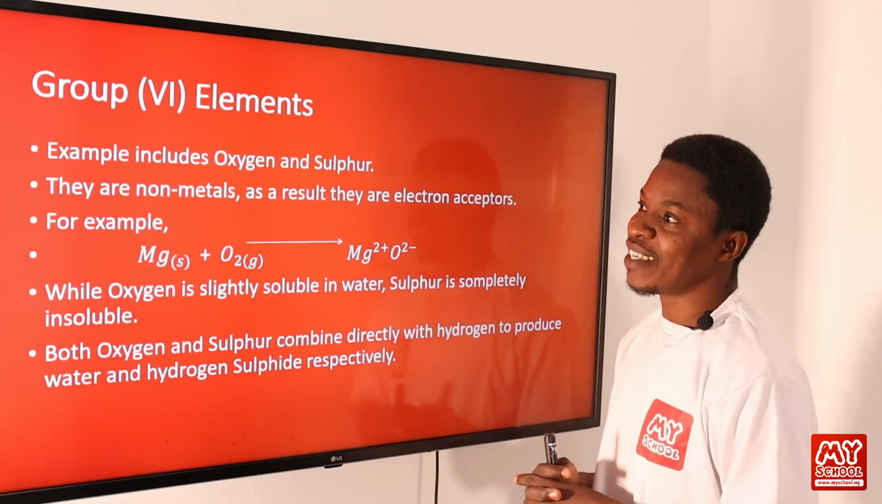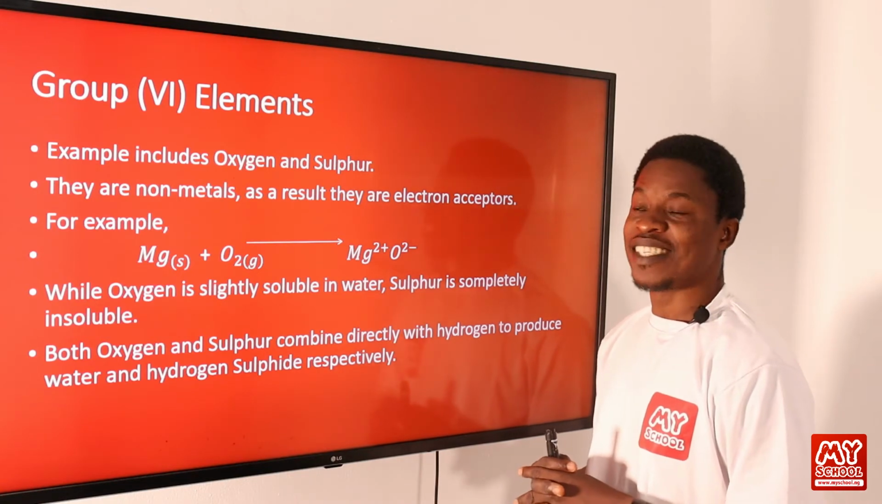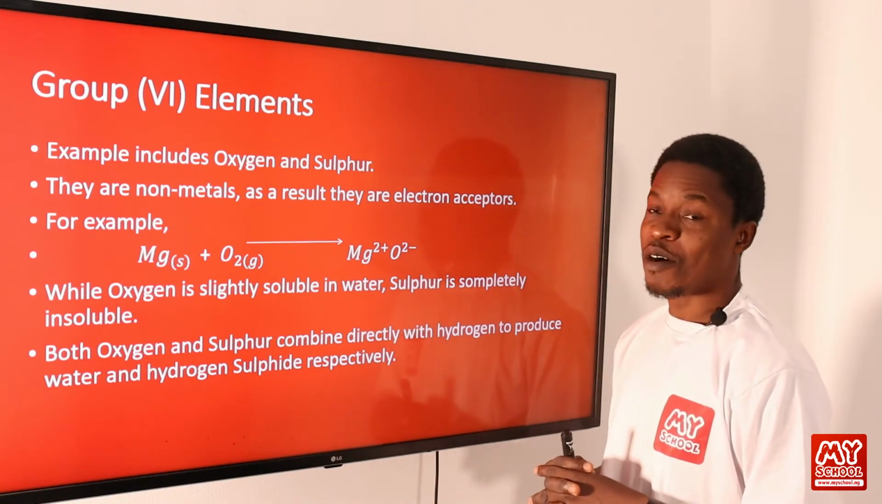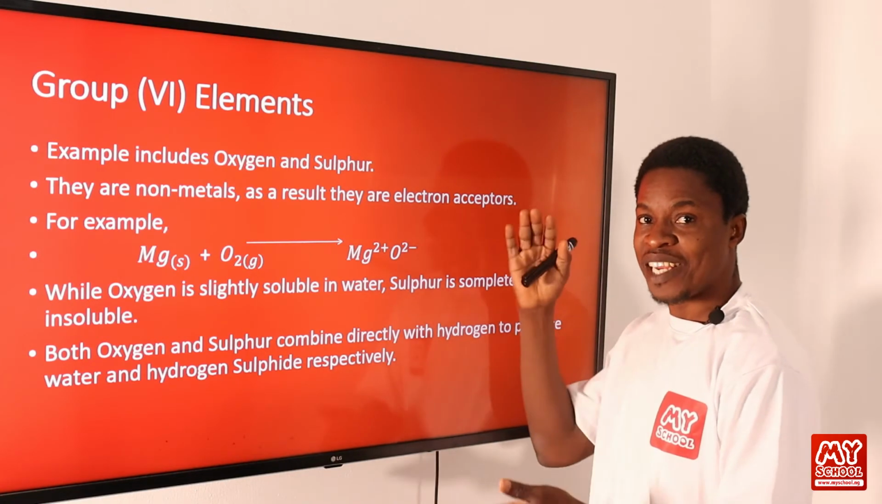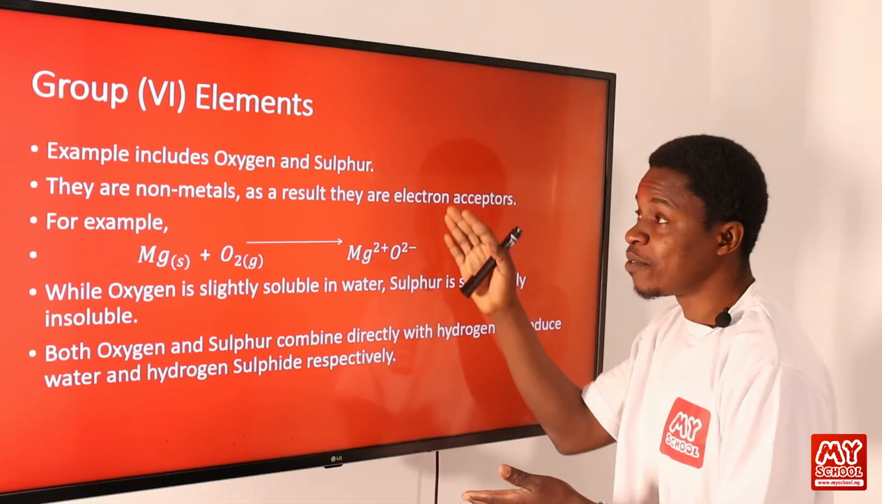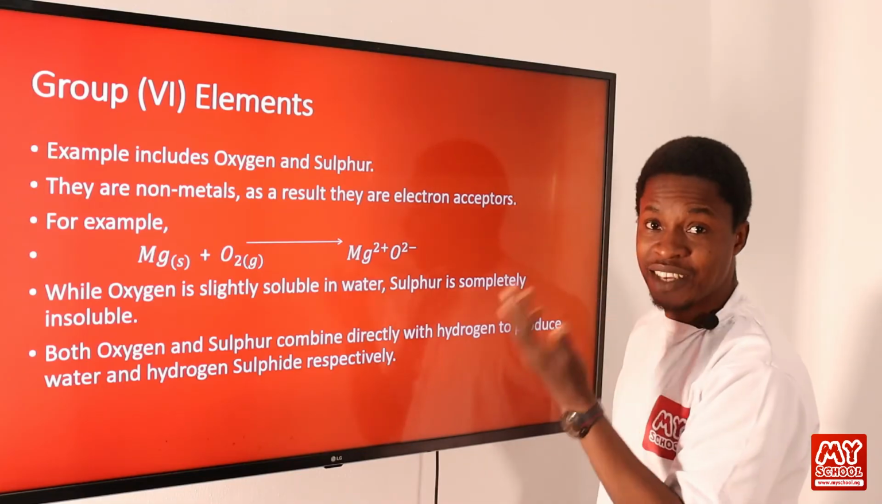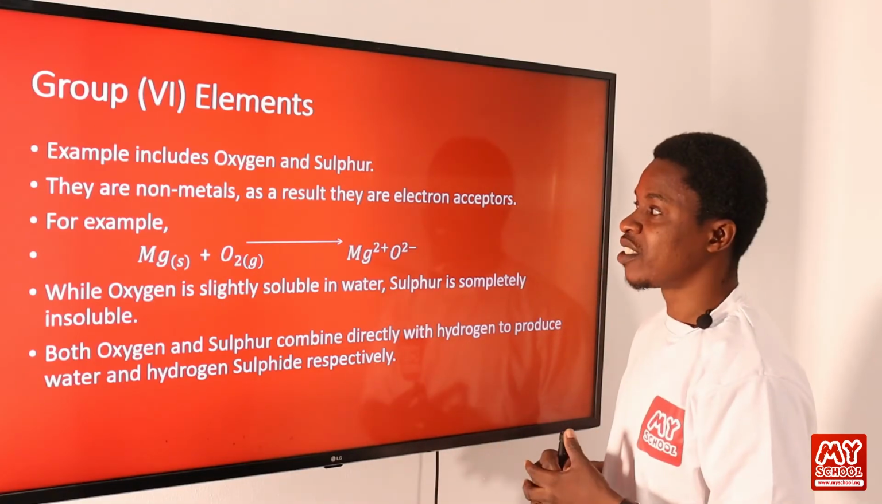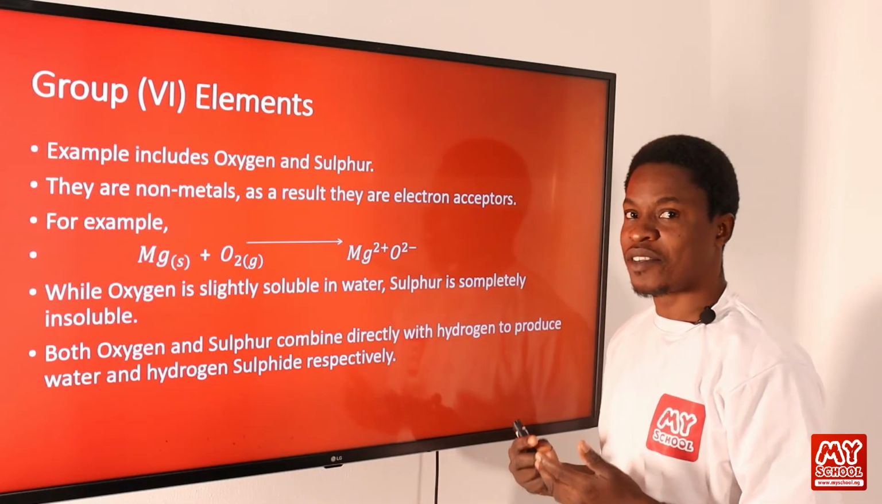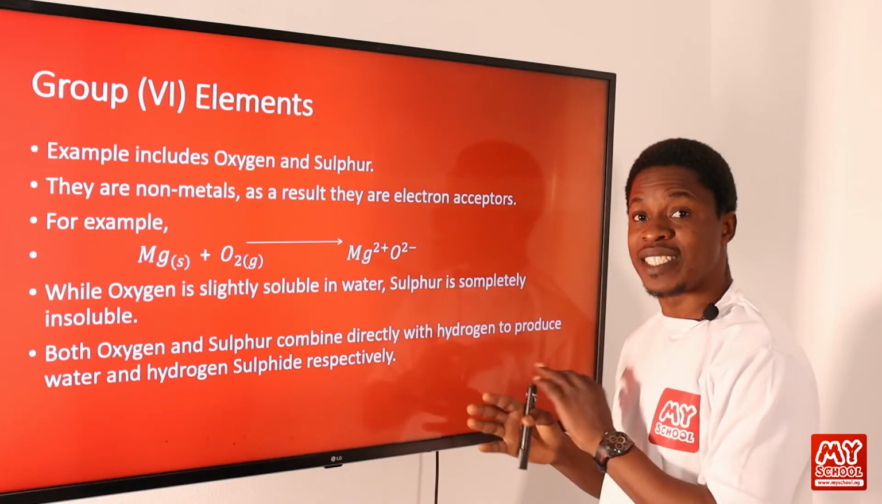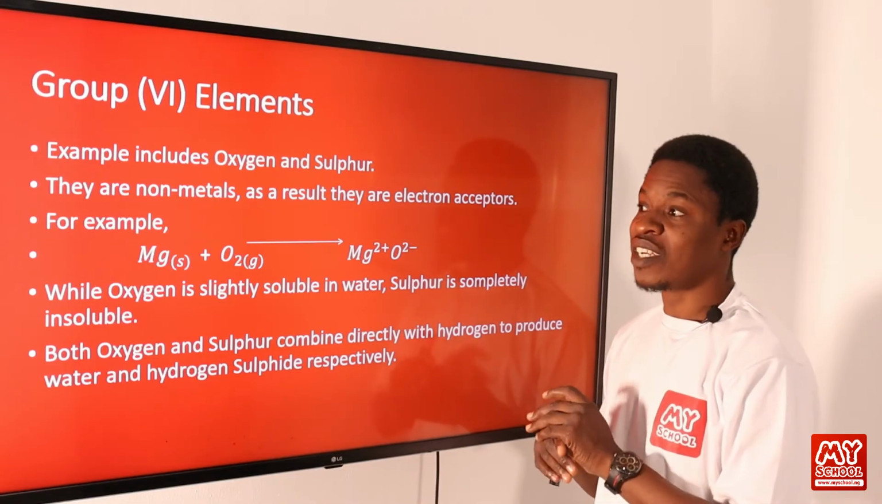The group 6 elements. Examples include oxygen and sulfur and so on. When you look at the periodic table, just look down group 6, you see them. These two we'll be talking about are non-metals as usual. As a result, they are electron acceptors. Like I said earlier on, all non-metals are electron acceptors.